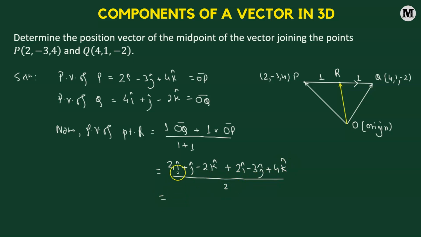That is going to give us 4i cap plus 2i cap, that's 6i cap, j cap minus 3j cap, that's -2j cap, then -2k cap plus 4k cap, that's +2k cap, whole divided by 2. You can factor out the 2 from each of the terms. So we have 3i cap minus j cap plus k cap. So this is going to be the position vector of the point R, which is the midpoint of the line joining P and Q.